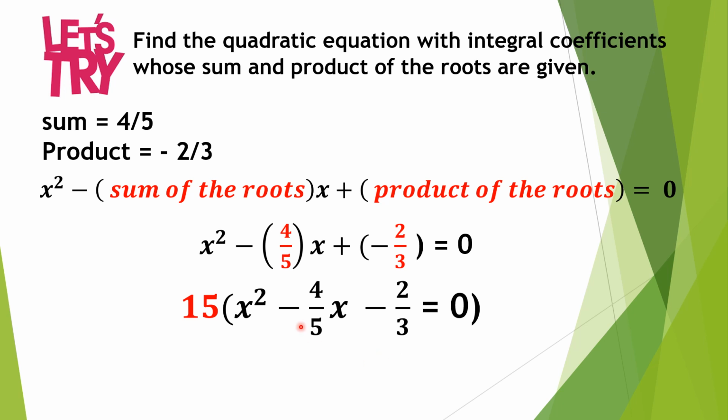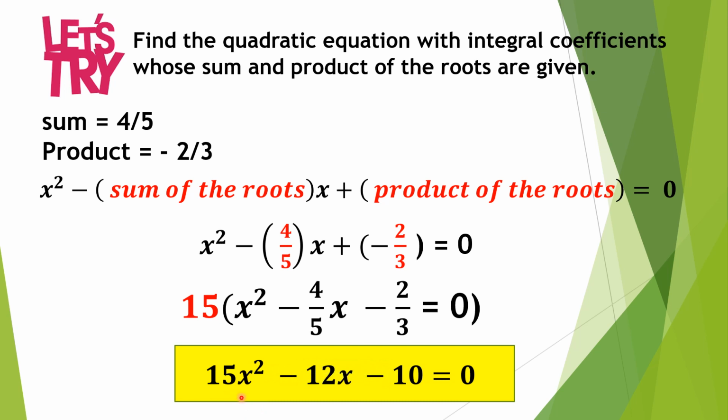So all you have to do is to multiply all of them by 15. 15 here is the LCM of 5 and 3. So 15 multiplied by all the terms inside. So the answer now is 15x squared minus 12x minus 10 equals 0. So this is now the desired quadratic equation with integral coefficients whose sum of the roots is 4/5 and the product of the roots is negative 2/3.